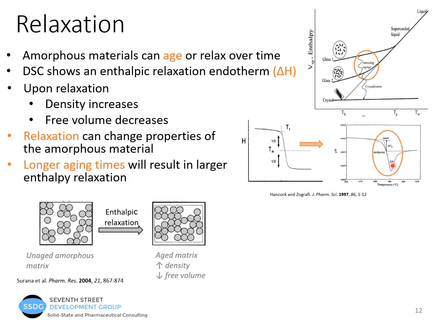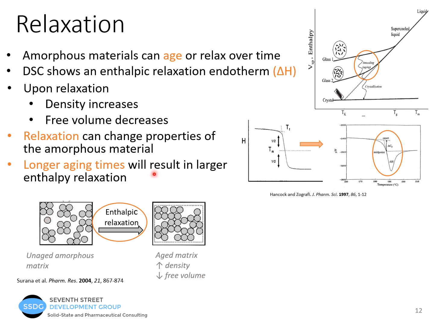So upon relaxation, what's actually happening is we're going from a less dense, unaged amorphous matrix. And then once we age it, we end up with a higher density and a lower free volume, which ends up making it more stable. So relaxation can actually change the properties of the amorphous material, including Tg, moisture uptake, a number of things that we normally measure for an amorphous material.